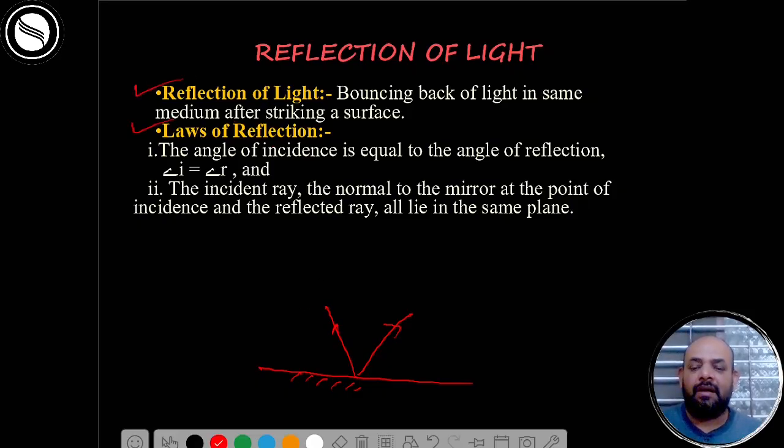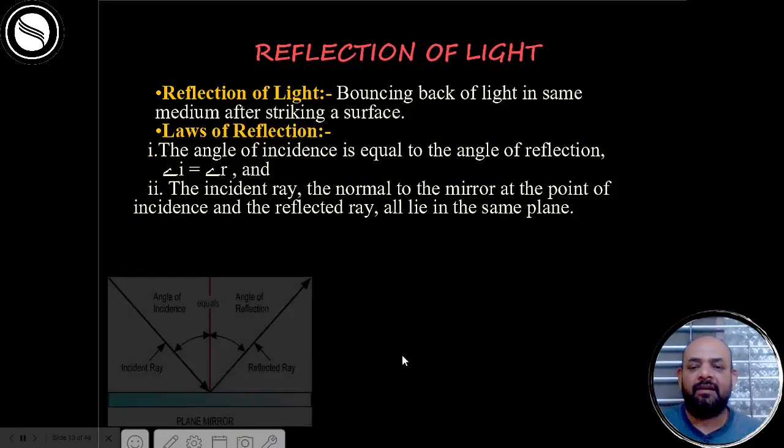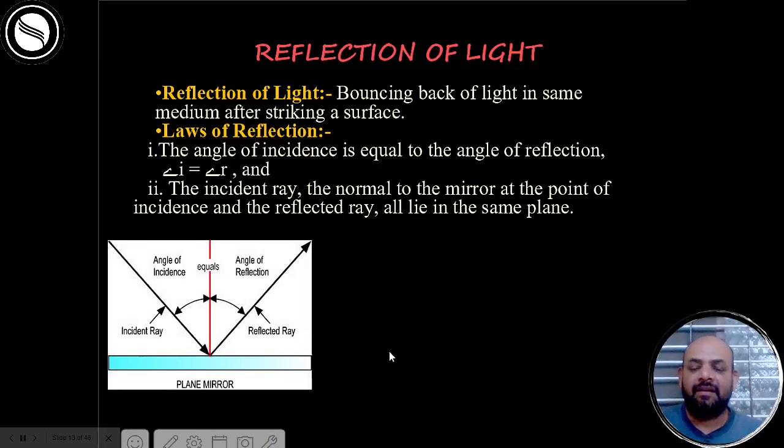Now, there are two laws which it has to follow. When light strikes the surface, two laws have to be followed. The first law is that the angle of incidence is equal to the angle of reflection. So this is the first rule, i equals r. Second rule: the incident ray, the normal and the reflected ray all lie in the same plane.